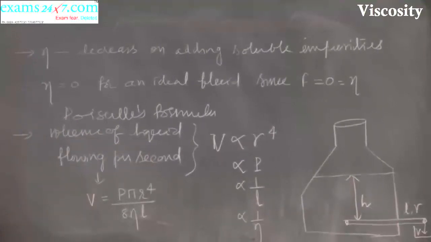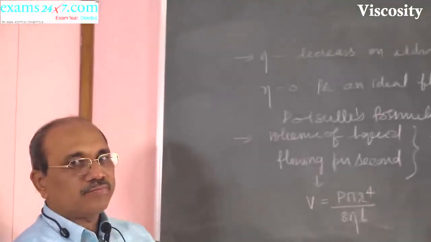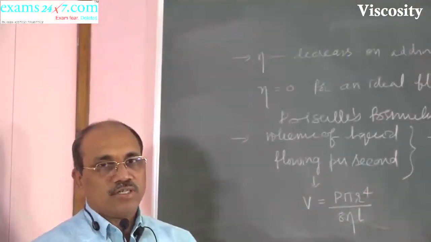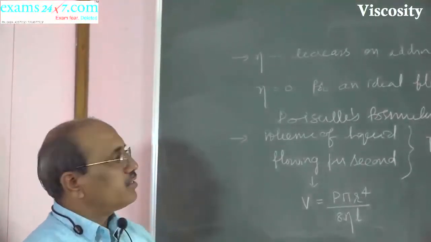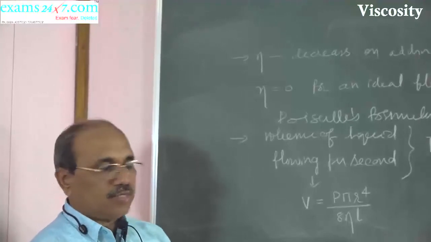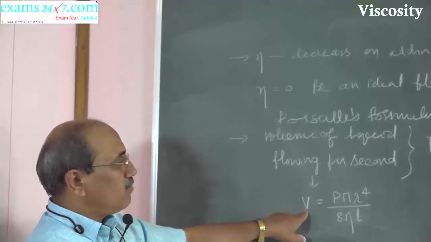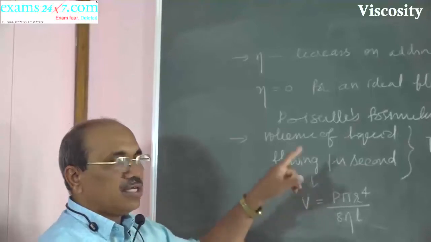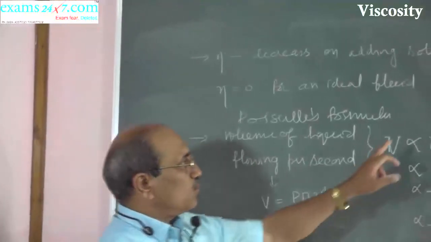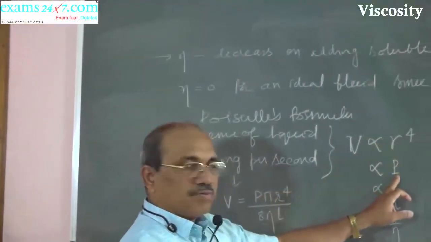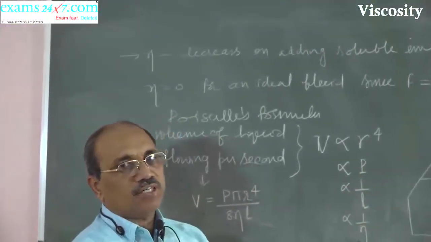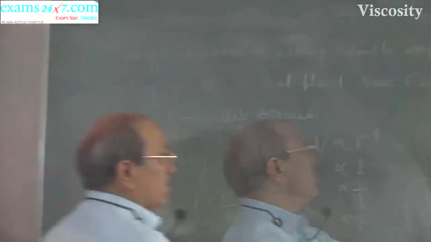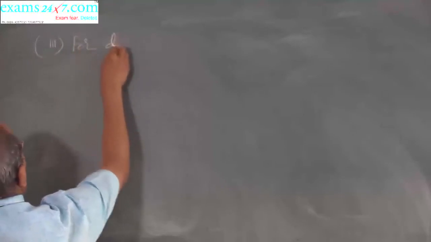These are two relations. Earlier we took Newton's formula: viscous force depends on two quantities, the area of the surface of each layer and the velocity gradient, giving the relation F = η A dv/dx. Here we got the volume of liquid flowing out per second under streamline horizontal flow: fourth power of radius, pressure difference between the ends of the pipe, inversely with the length, inversely with the coefficient of viscosity. Now coming to the third, which is for dense liquid.